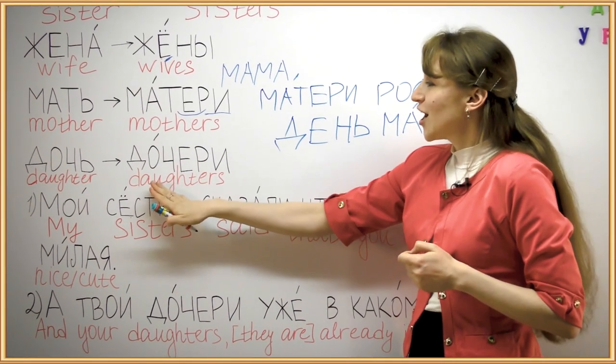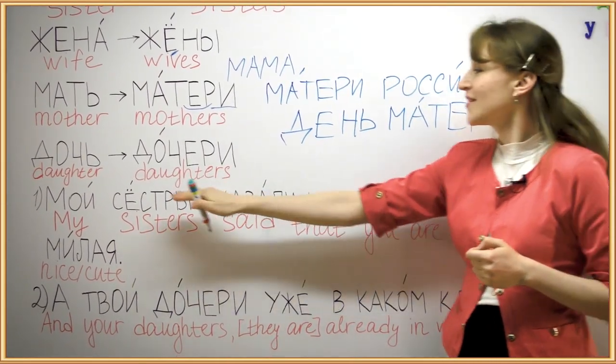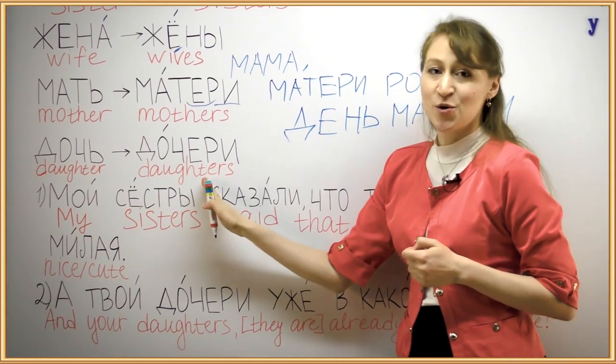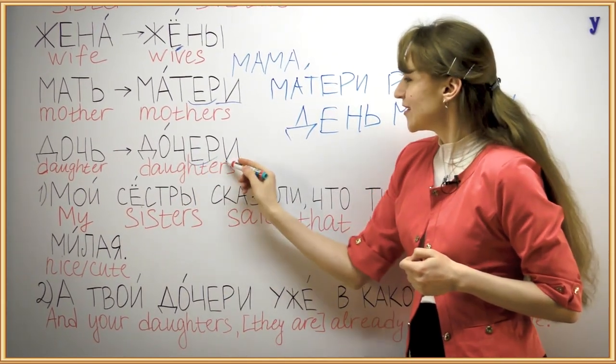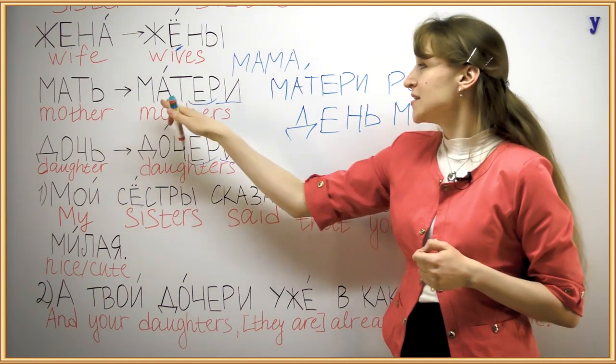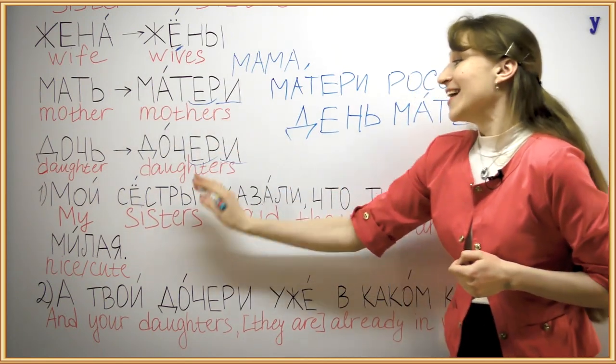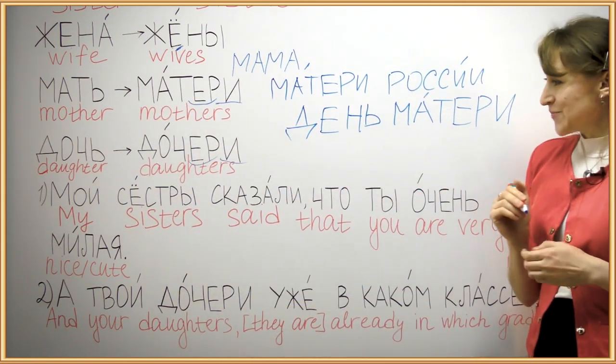Дочь, дочери. Daughter, daughters. Same principle as in мать, матери. Now let's look at some examples.